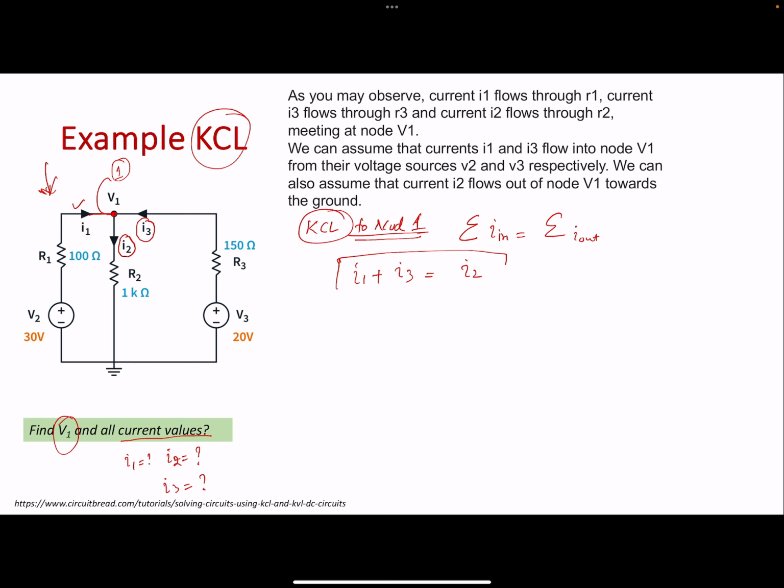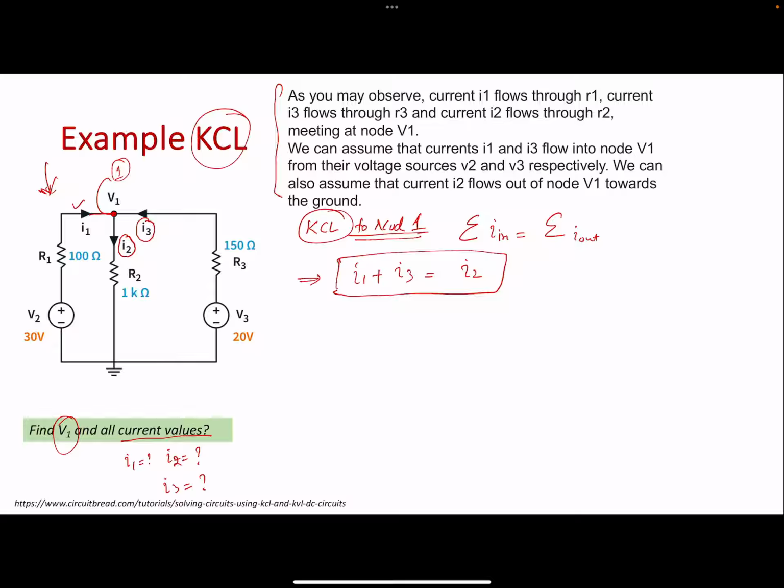I hope this equation can easily be obtained from KCL by looking at the circuit at node 1, and this is what I just said about the currents going in and out of the node. All right, so let's find the values of the currents I1, I2, and I3, and also the value of V1. How do we figure this out? We are going to use this equation and further solve this.